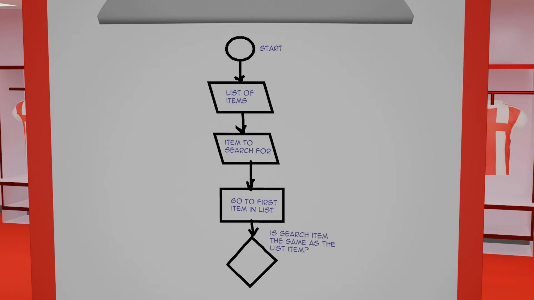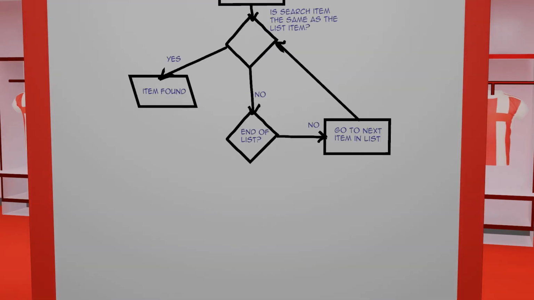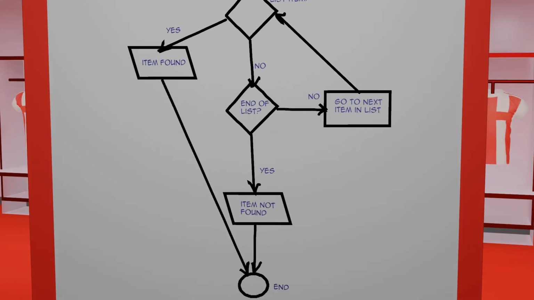Comparing the item, shirt number 3, with the search item, shirt 31, we ask ourselves if they are the same. If they are, we found what we are looking for, and if not, we move to the next item in the list. But before we do, we add a check to see if we're at the end of the list, and if we are, then we've not found what we were looking for.